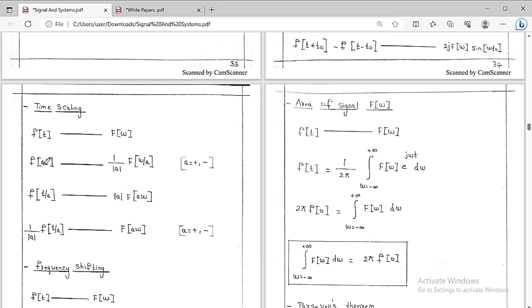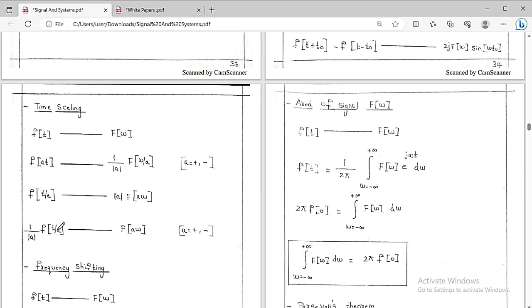Generally, we get this expression from this section only. We are replacing a by 1 by a, then we are going to get mod a. If we replace a by 1 by a, we are going to get a into omega. Here, this mod a I have taken here.